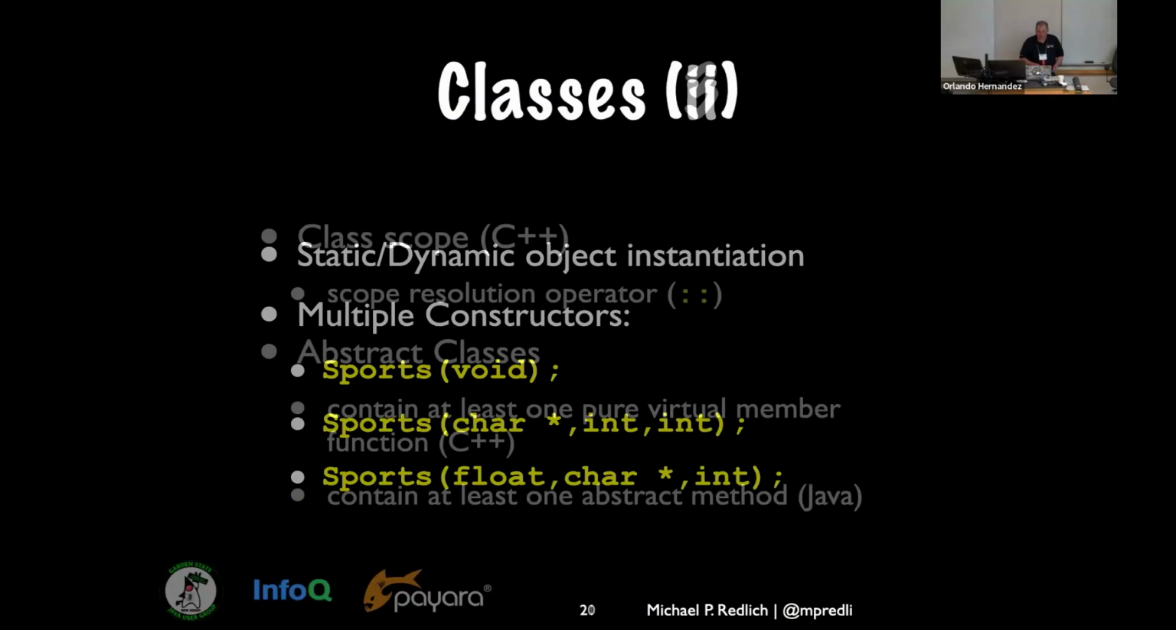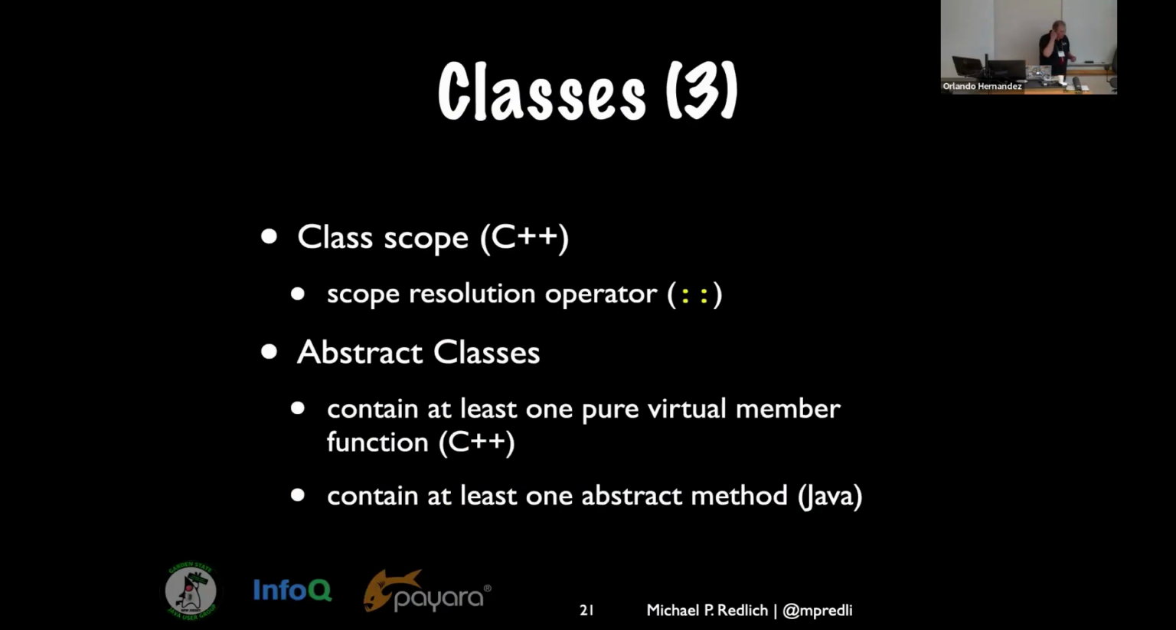Okay. So classes. We got to talk about class scope. There's a scope resolution operator, and this is mainly used in the C++ books. If you have a base class of sports and a derived class of baseball, and you want to reference the methods, you would use the scope resolution operator and say, hey, I want the display method from sports. So you would do sports, colon colon, display, that kind of thing, right? Abstract classes.